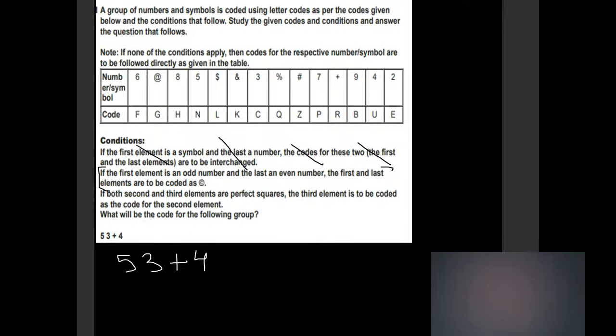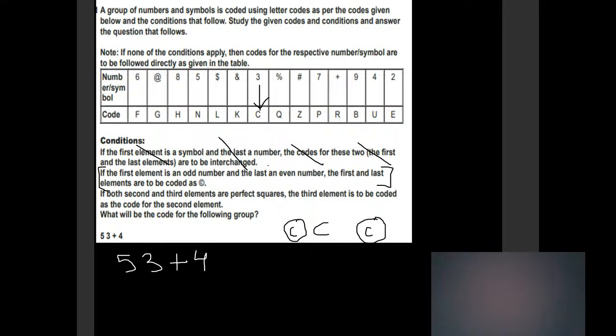So they said that both the numbers are coded as the given symbol. So the first one should be coded with the given symbol, and the last one also should be coded with the given symbol. So these two are for the first and last. And the remaining ones are to be coded as the codes given in the question. So we have 3. Code for 3 is C. So the second one is C.